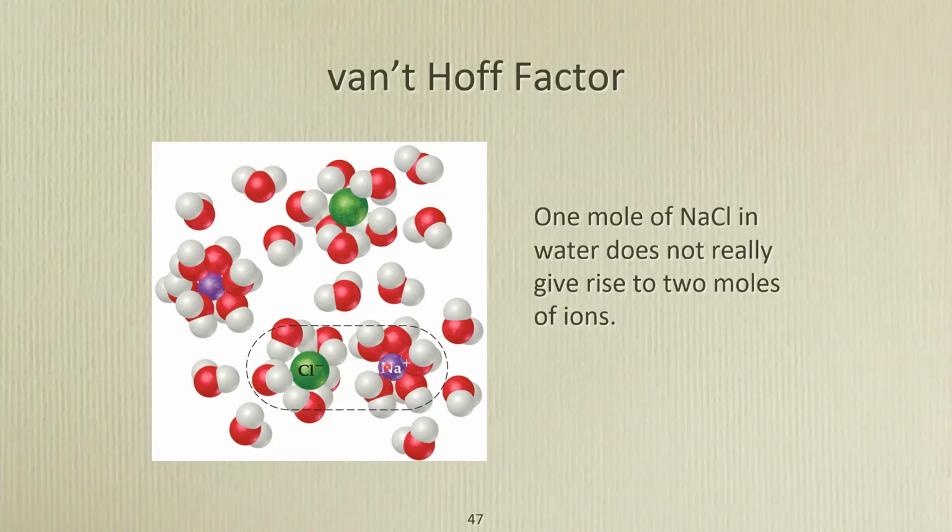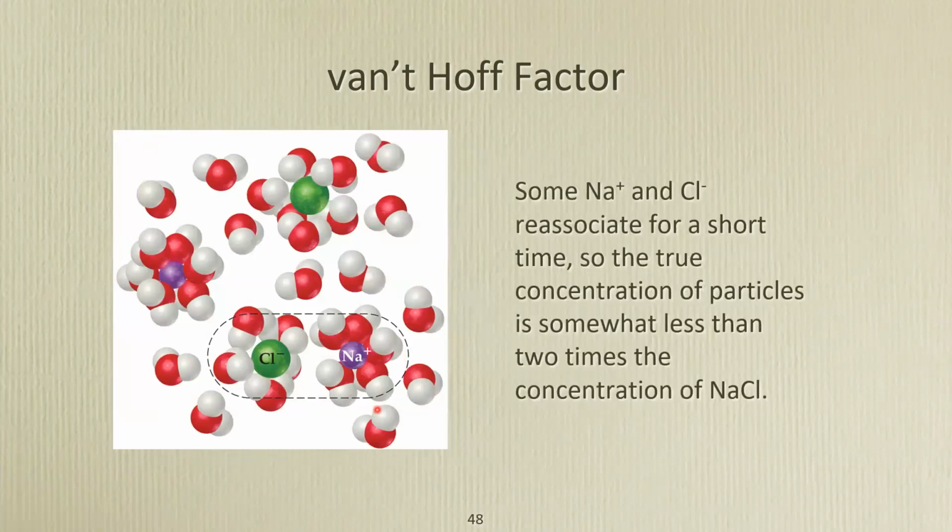But when we actually have a solution, if we took a snapshot of that solution at any given second, we may have those ions separate. But because we've got the opposite charges here, those are going to draw them together. So for a split second, we may actually have the molecule reform. So we're not necessarily going to have exactly two ions for every molecule. It's going to be a little bit less than that. And that's what we're going to use the Van't Hoff factor to represent.